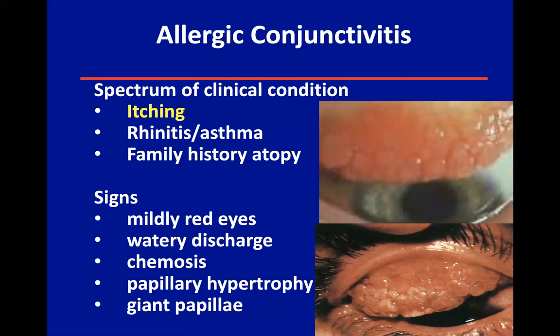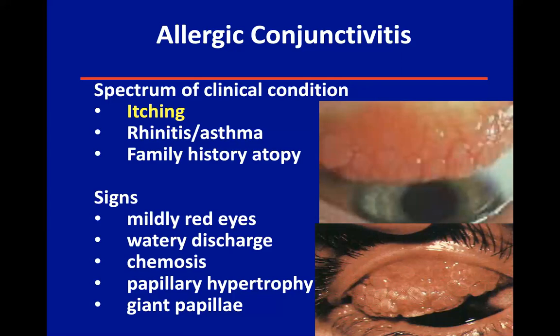And if the patient doesn't have any asthma history, ask about their family history. This is where a good history kicks in. They'll usually have allergies or atopy. And what are the signs? It's really a mildly red eye, not that red, because the itching takes over. It's usually a watery discharge, not mucopurulent. Chemosis, you'll get a lot of edema, and this is part of the allergy.